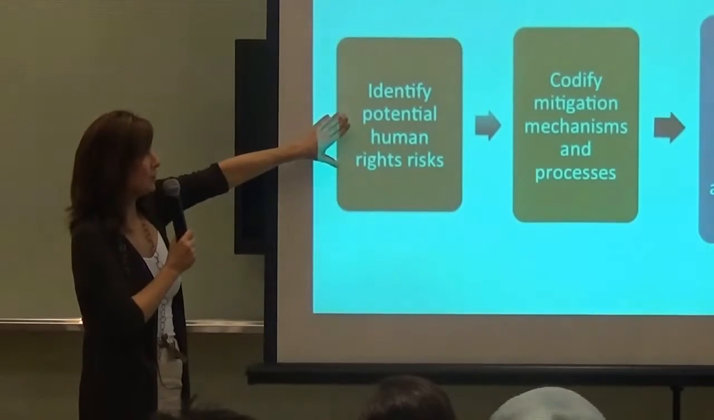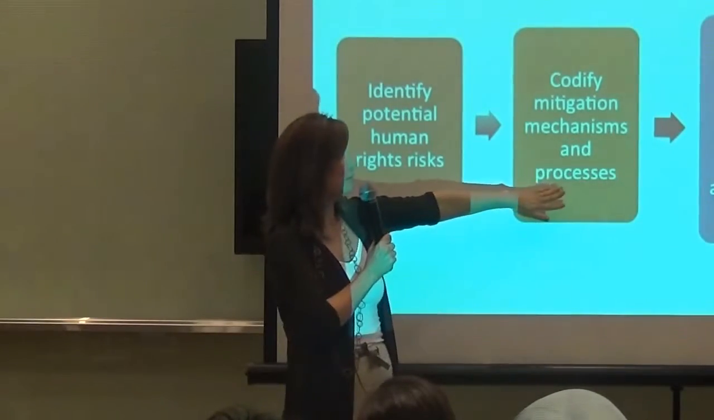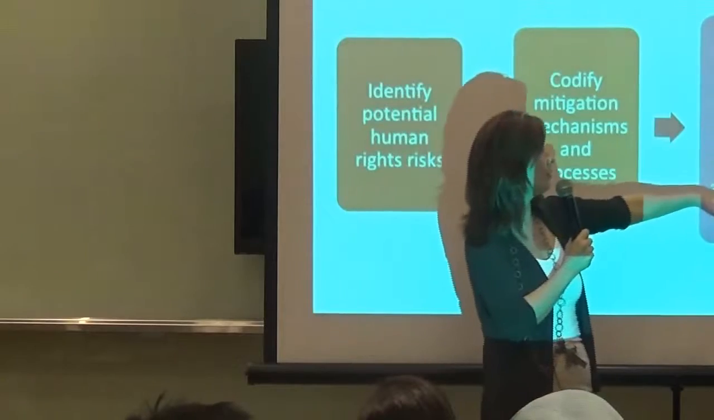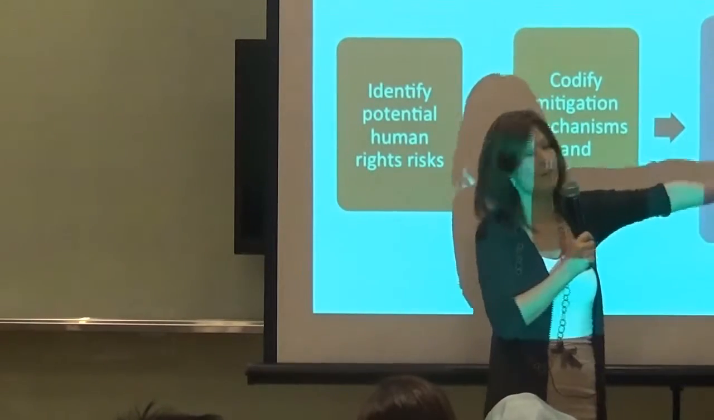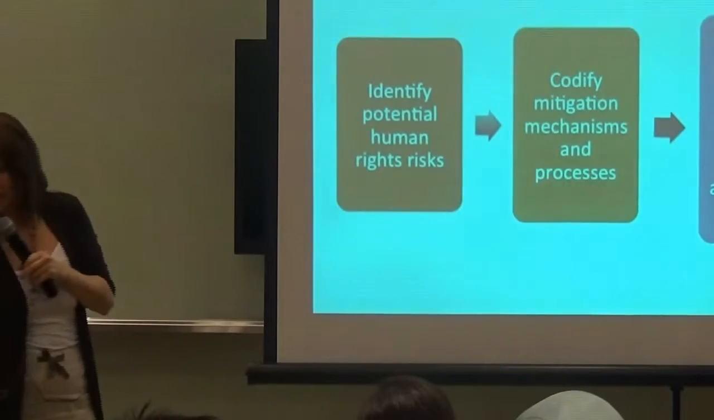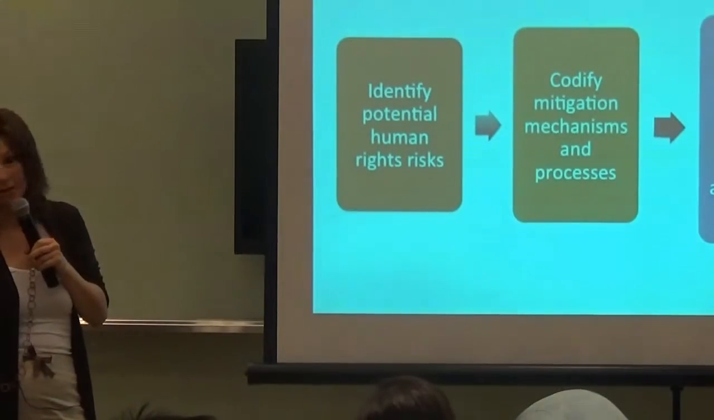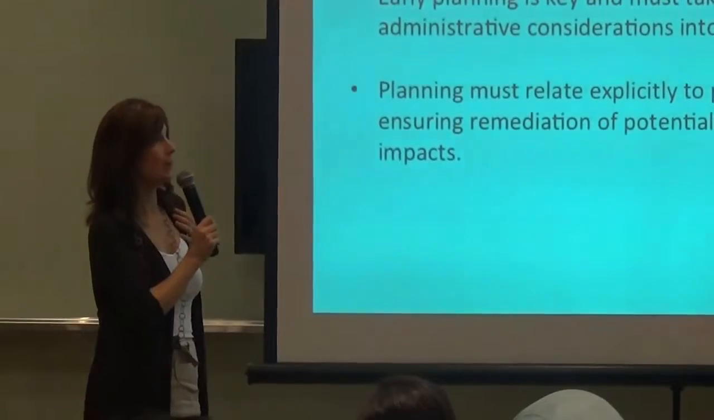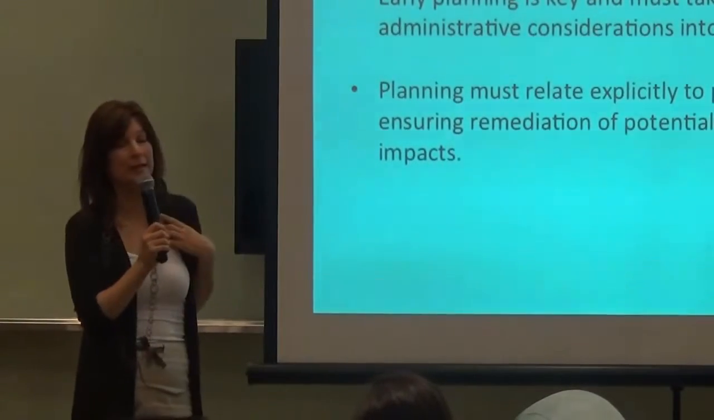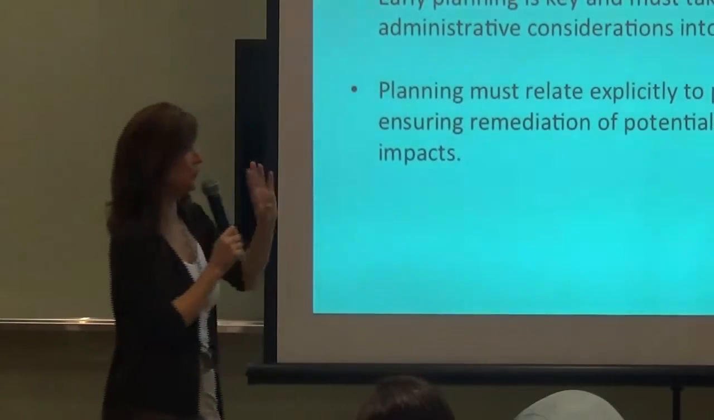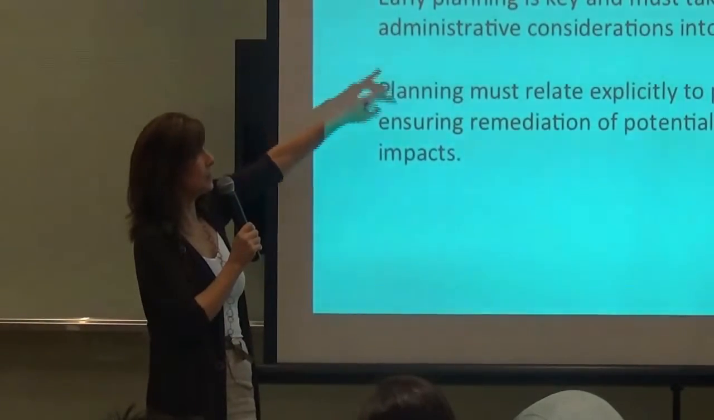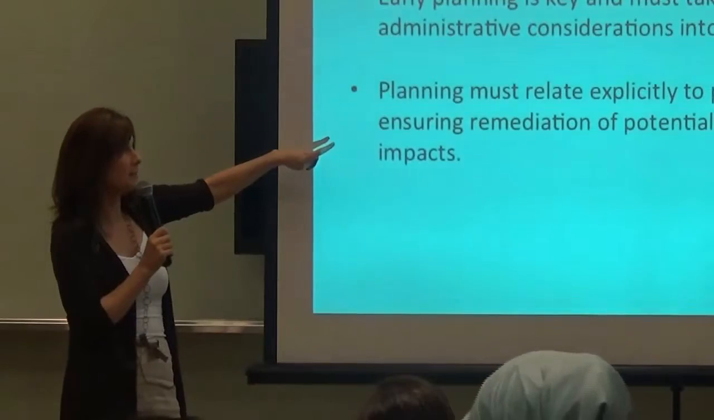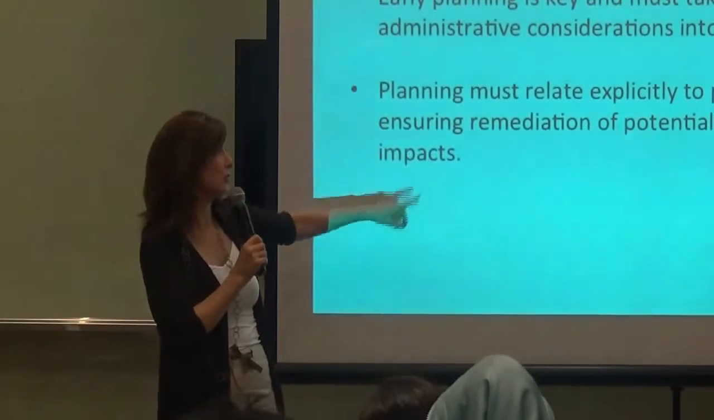Pre-negotiation, you identify potential human rights impacts, you codify those, and you codify mitigation mechanisms in the contract. During project implementation, then you can further define and implement mechanisms, and then you have better project outcomes. Avoiding, mitigating and remediating human rights impacts. Because what we learned is that early planning often isn't done on human rights issues for investment projects. So early planning is key. You have to take financial, legal, and administrative considerations into account. And then planning has to relate explicitly to preventing and mitigating and ensuring remediation of human rights impacts.